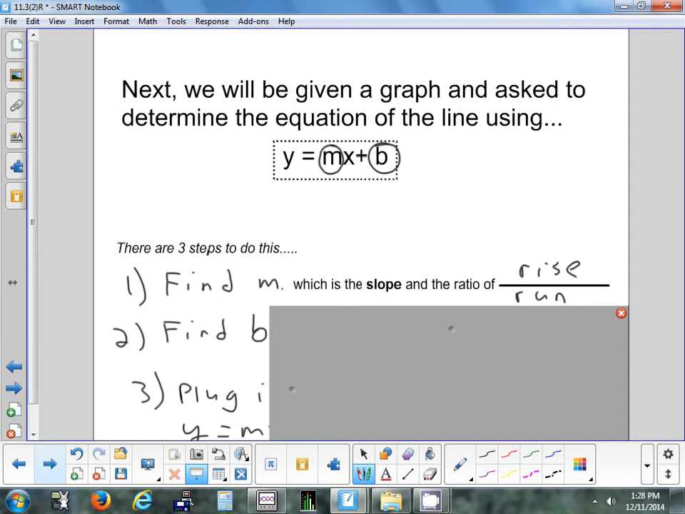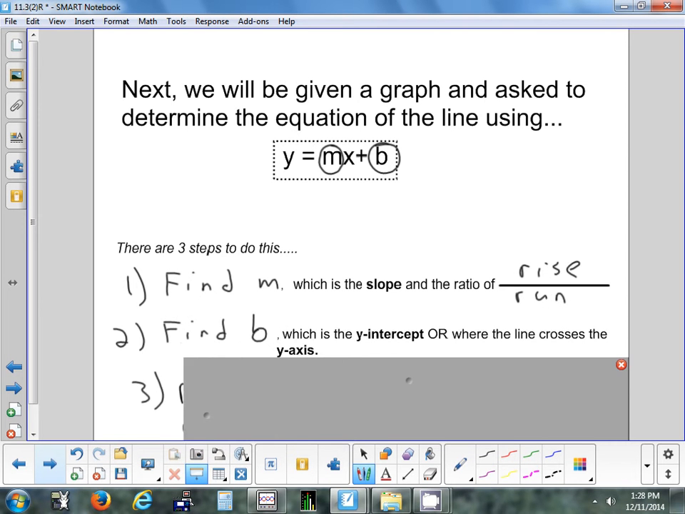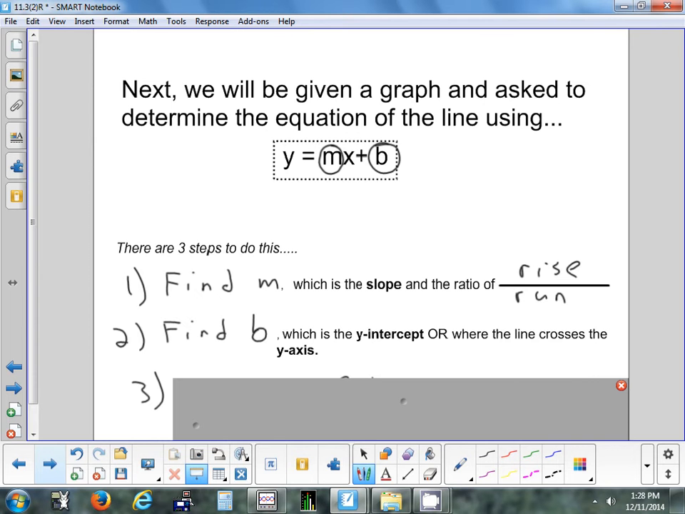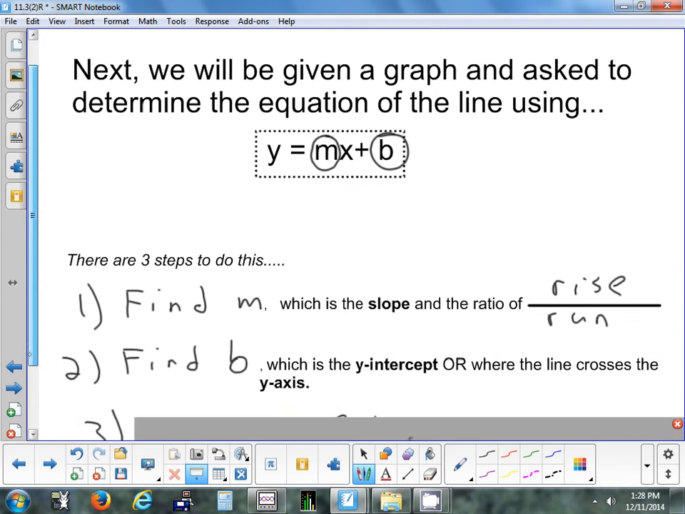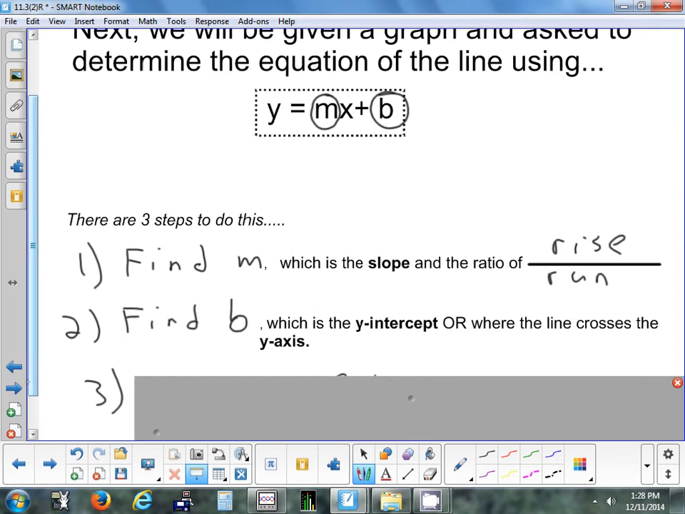What's b again? B is your y-intercept, and what does that mean? What does it mean, y-intercept? It's where you put the dot, right? It's where your line crosses the y-axis. Okay, so you got to look at the graph, look where it crosses the y-axis, and that's your b.